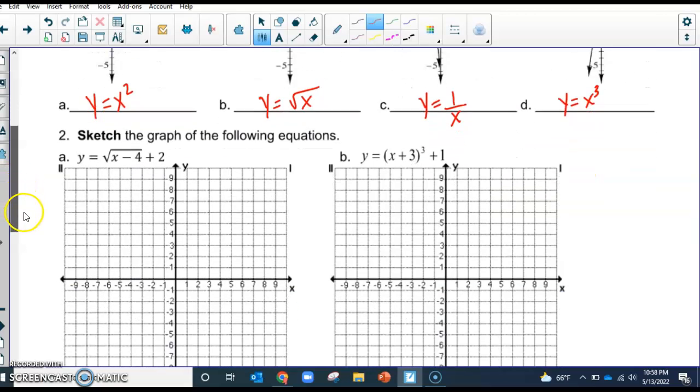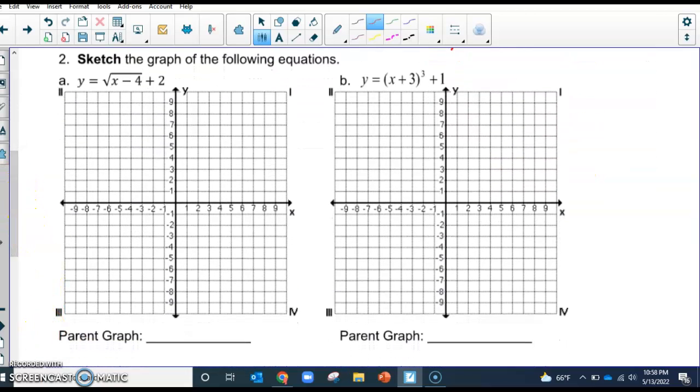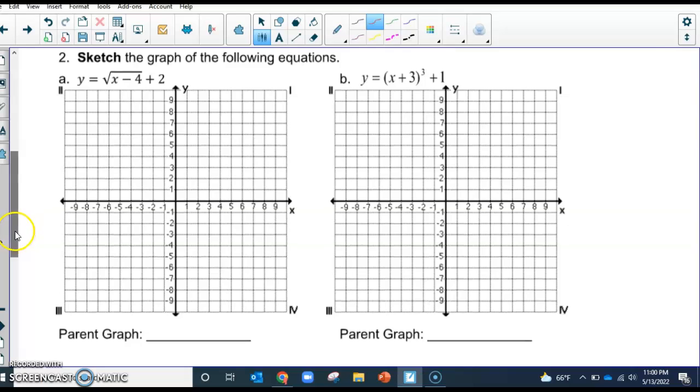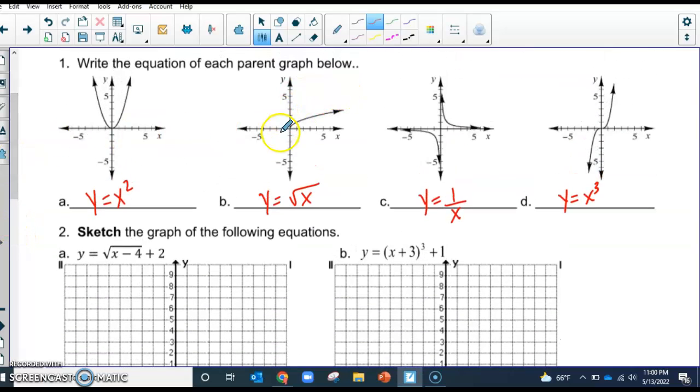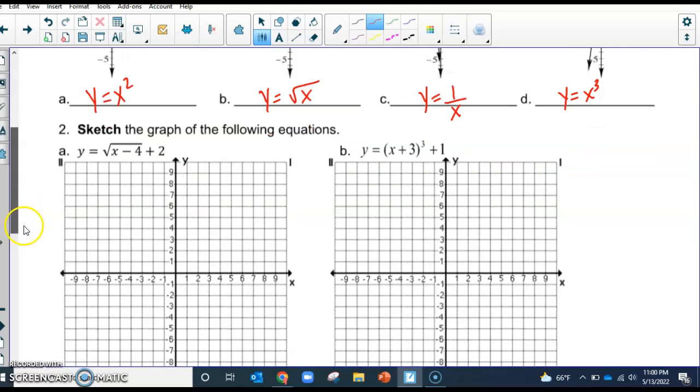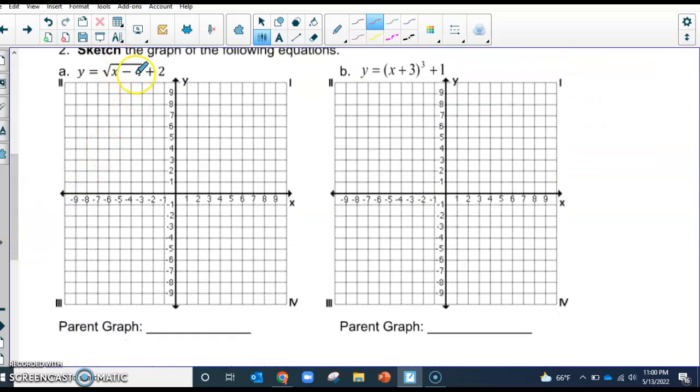For number 2, it's asking us to sketch some graphs. So for 2a, right here we've got y equals the square root of x minus 4 plus 2. Remember, our square root is going to look like this. And our shift, that minus 4, is going to be, not left, is going to be right 4. And up 2. So I'm going to start at 0, 0. I'm going right 4, up 2. This is going to be my start.